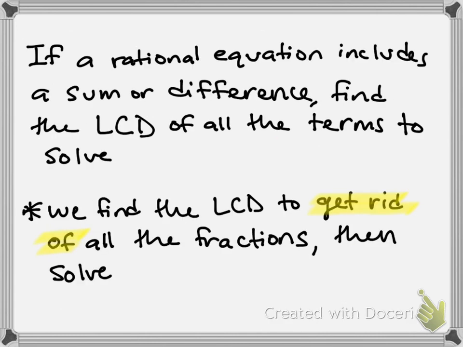All right, if a rational equation includes a sum or a difference, we are first going to find the LCD of all the terms to help us solve. The reason that we find the LCD, or least common denominator, is to get rid of all the fractions. And then we're going to solve it just like normal. So these look a little ugly at first, but I promise you can do it.